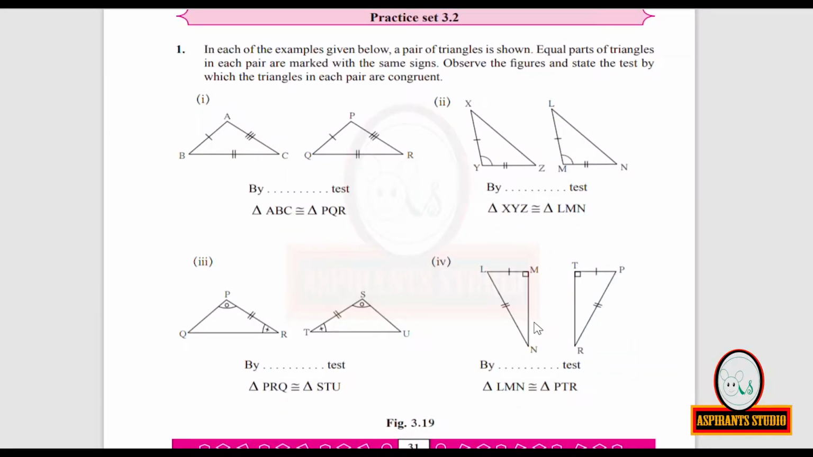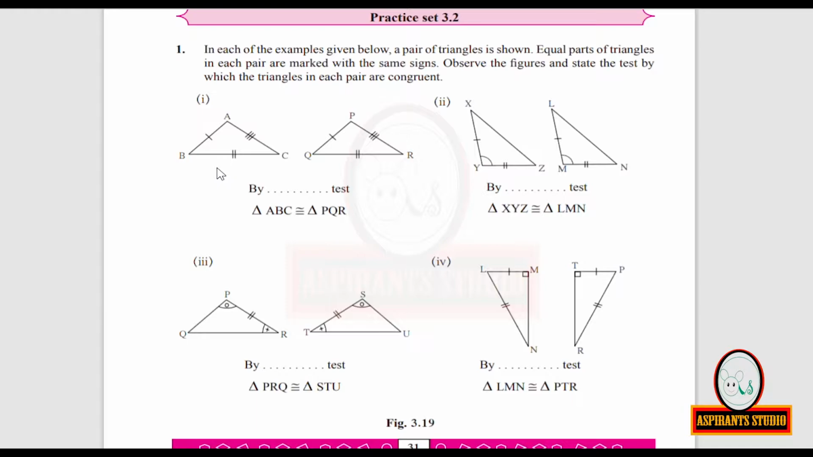6.2. Question number 1. In each of the examples given below, a pair of triangles is shown. Equal parts of triangles in each pair are marked with the same signs. Observe the figures and state the test by which the triangles in each pair are congruent. Now coming to the first question.